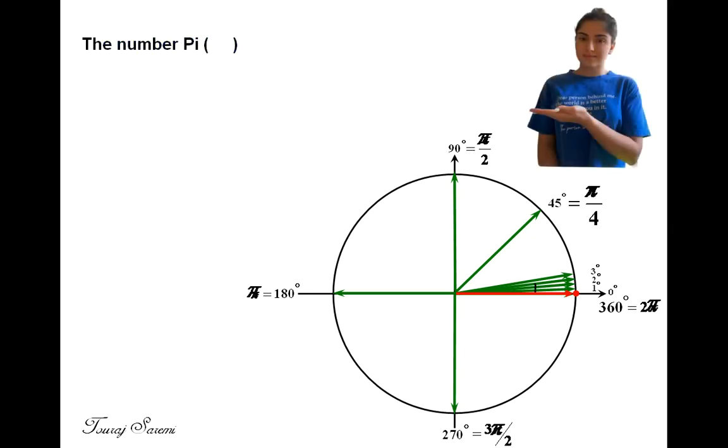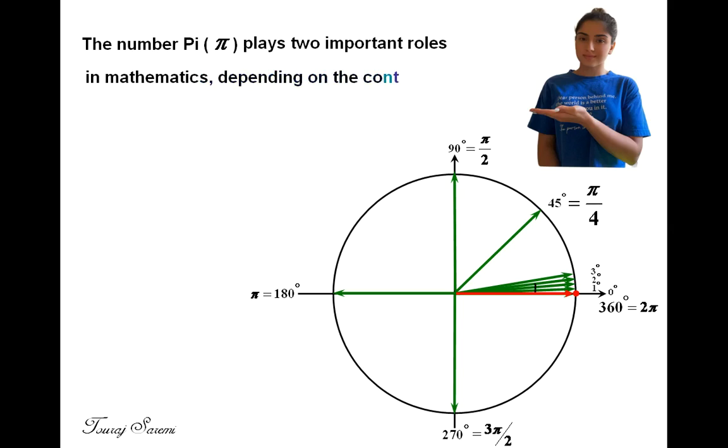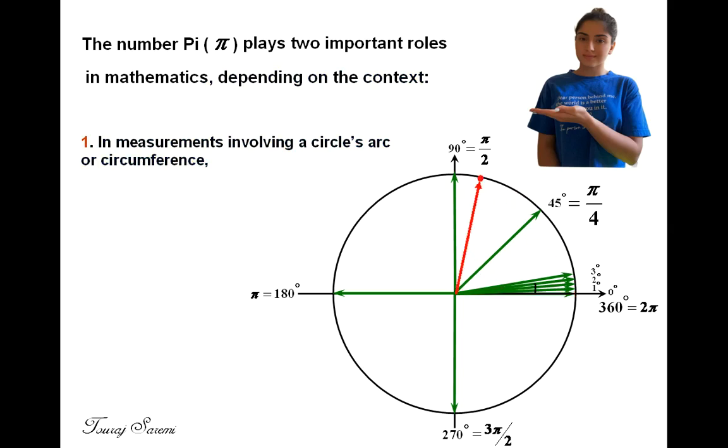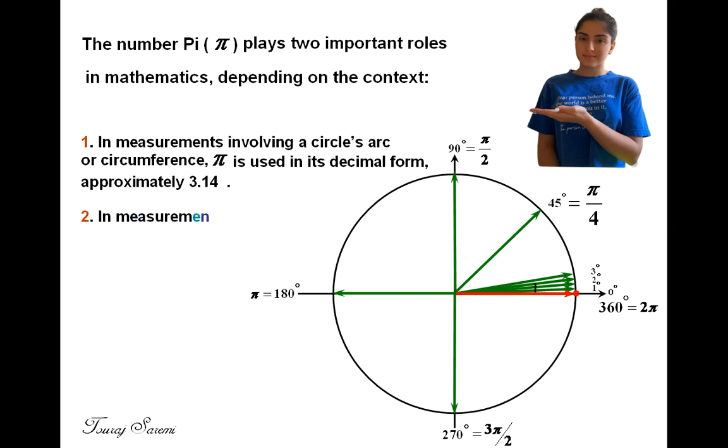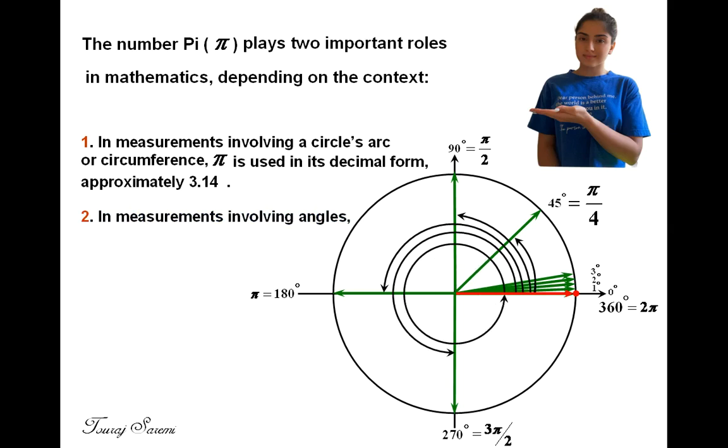The number pi plays two important roles in mathematics, depending on the context. 1. In measurements involving a circle's arc or circumference, pi is used in its decimal form, approximately 3.14. 2. In measurements involving angles, pi represents 180 degrees.